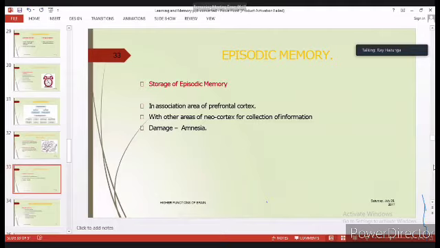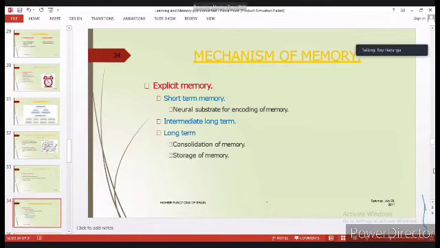So when there's damage to the neocortex or prefrontal cortex, you get amnesia. Amnesia is you can't remember things, you can't remember events. And then the next one, the short term, long term, I've talked about this. For you to have long-term memory, you need to encode the information, consolidate the information, and store it. So it comes in, you consolidate it, and once you consolidate it, then it becomes stored as long-term memory.